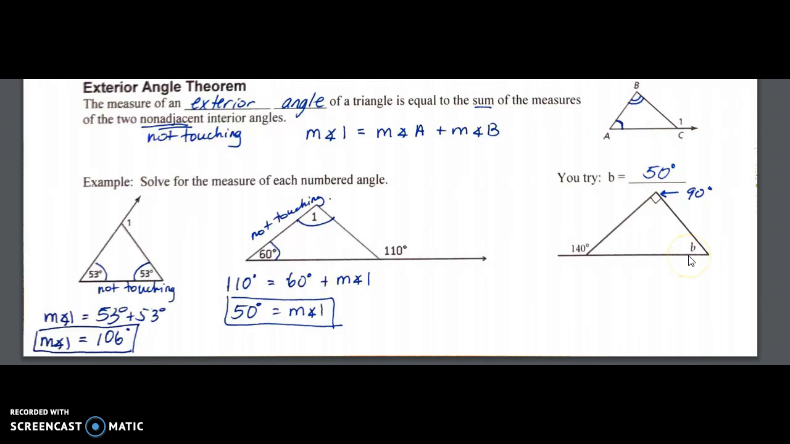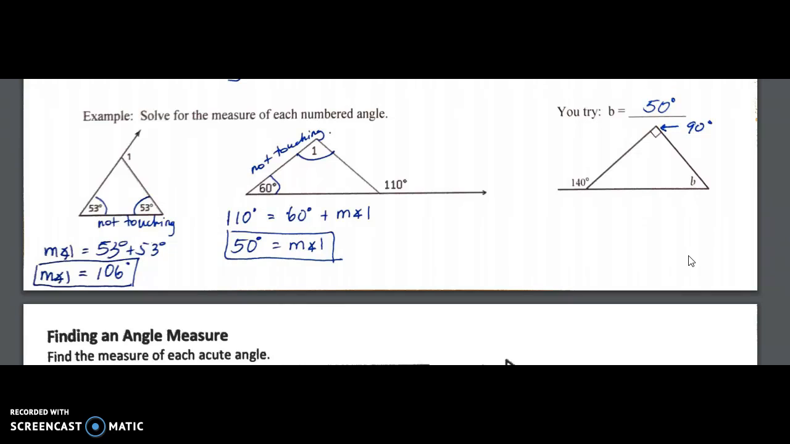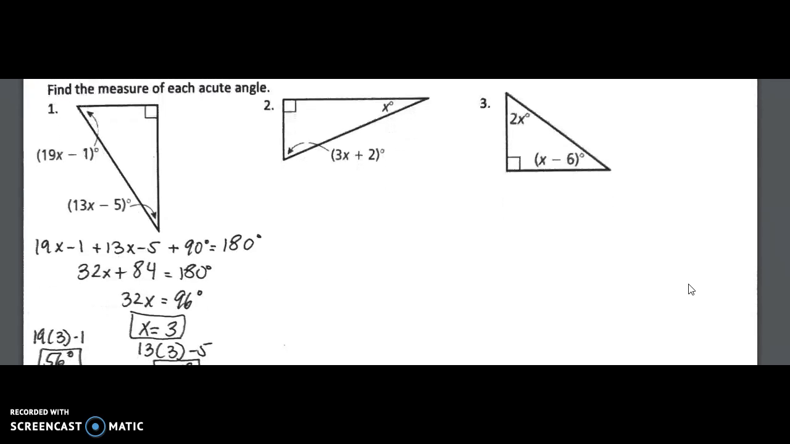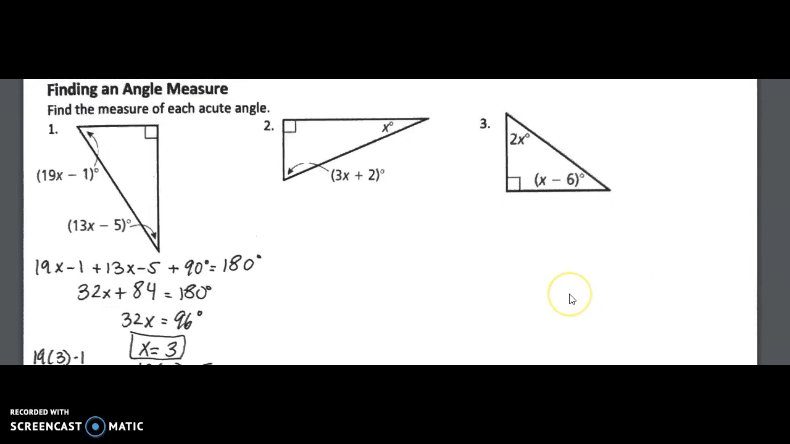Now, for the rest of the class period, it is your absolute responsibility to complete the following 7 problems. I have gone ahead and done number 1 for you here, because this is one of those things where we're still using the triangle sum theorem and we're still using the exterior angle theorem, but we have a little bit of algebra thrown in. Now remember, the triangle sum theorem says that the 3 interior angles of a triangle can be added together and equal 180. So in this triangle here, I know this angle is 90 degrees.